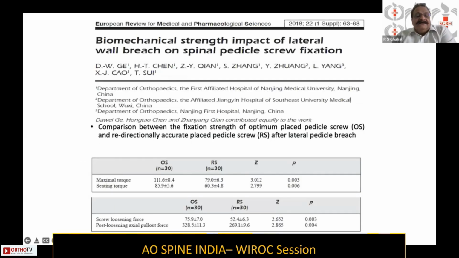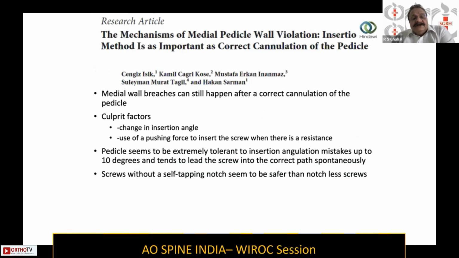If you look at the mechanical strength of a lateral breach on a spinal pedicle screw fixation, looking at the maximum torque and seating capacity, the repositioned screw doesn't have a major difference and we can get away with it. Then there is the mechanism of medial wall breach. Medial wall breach can still happen after a correct cannulation of the pedicle. So what are the culprits? A change in the insertion angle or use of a pushing force to insert a screw when there is resistance. The pedicle seems to be extremely tolerant to insertion angulation mistakes up to 10 degrees and tends to lead the screw into correct pathways.